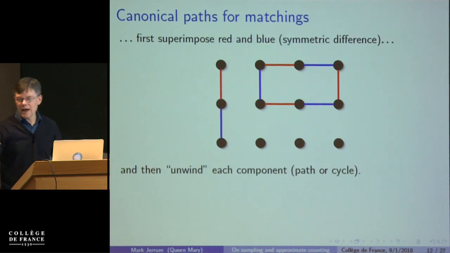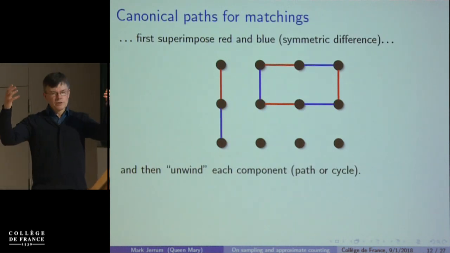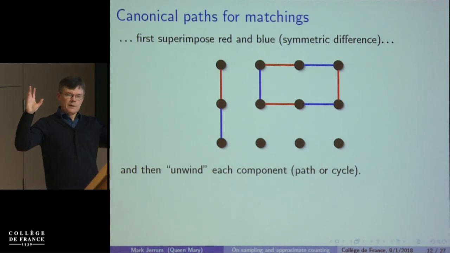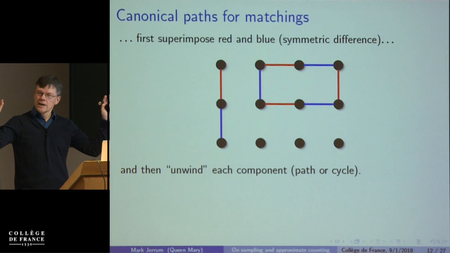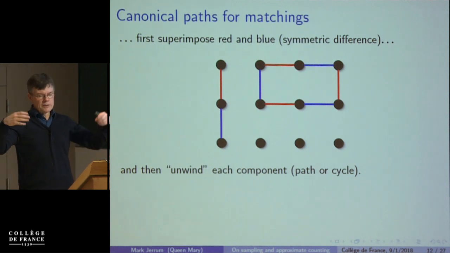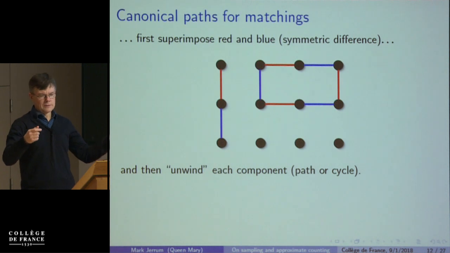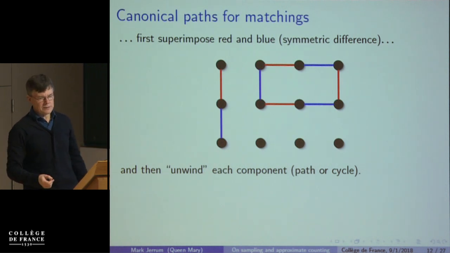And roughly what happens is you put the red and the blue, so you're trying to get from the blue matching to the red. You superimpose them, you discover you have some paths and cycles, and then each of those paths and cycles you can correct locally. And this turns out to be a much better thing to do.